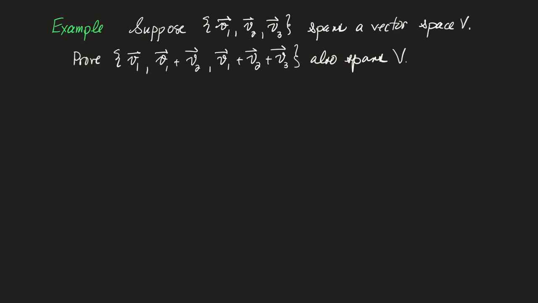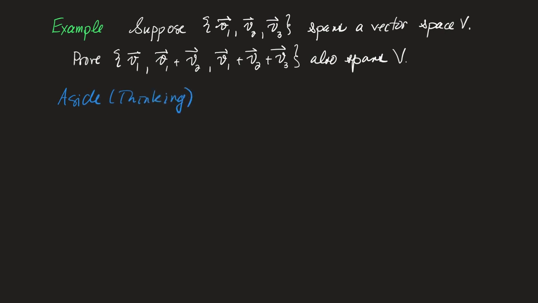In this video, I'm going to do this exercise. I have a set of three vectors that spans a vector space V, and I'd like to show that this new set of three vectors also spans V. Before I write out this proof, I'm going to think it through, think about what I have and what it is that I need to prove.